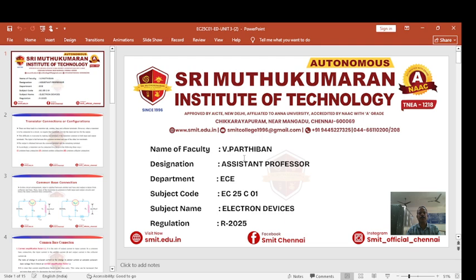I am Parthivan, working as an assistant professor in the Department of ECE, Sri Muthukumaran Institute of Technology, Mangadu, Chennai. Now I am going to talk about the subject called electron devices, which is coming under the regulation R 2025. The subject code is EC25C01.